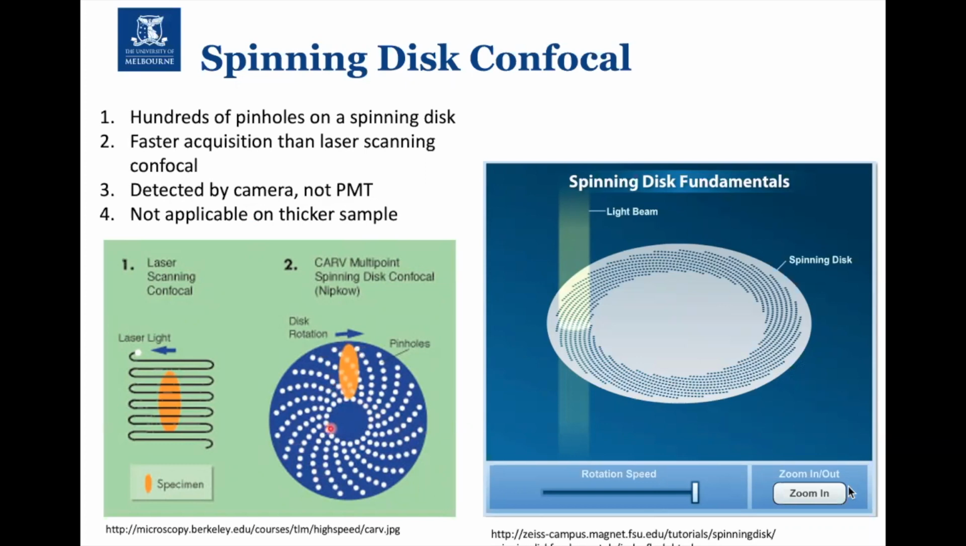So this is a camera-based readout. This disk is spinning really, really quickly. It means that not all your sample is illuminated at all times. The downside is it's not really that applicable to thicker samples because you get too much out of focus light that bleeds through between these pinholes.